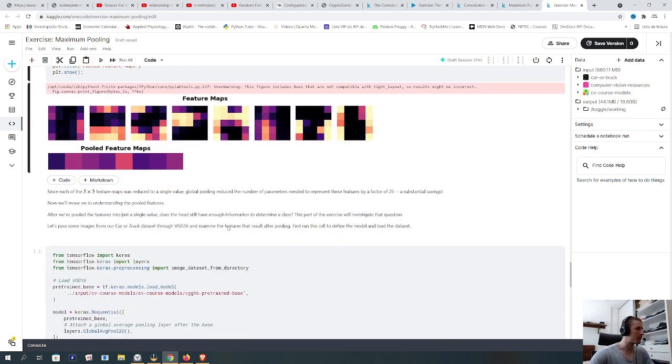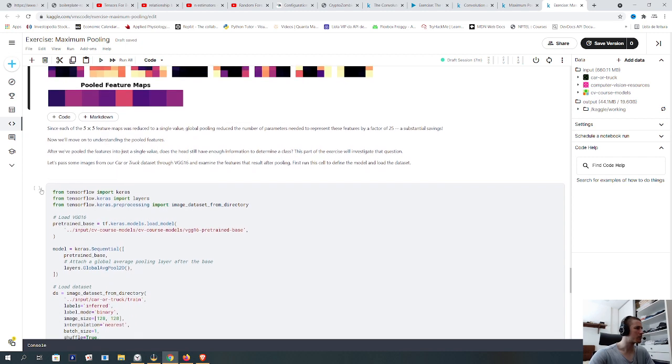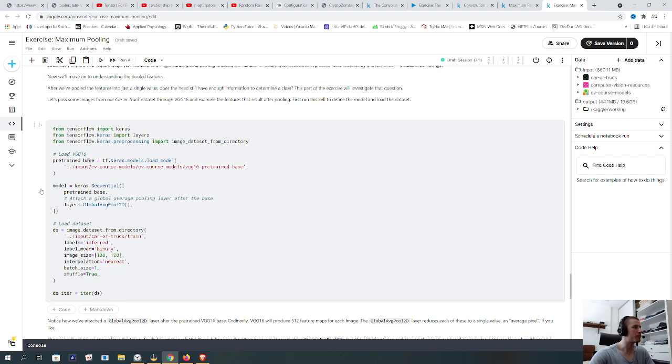Since each of the 5 feature maps was reduced to a single value, global pooling reduced the number of parameters needed to represent these features by a factor of 25. Substantial saving. Now we move on to understanding the pooled features. After we've pooled the features into just a single value, does the head still have enough information to determine a class? As part of the exercise, we investigate the question.